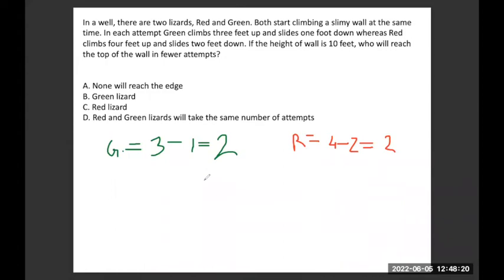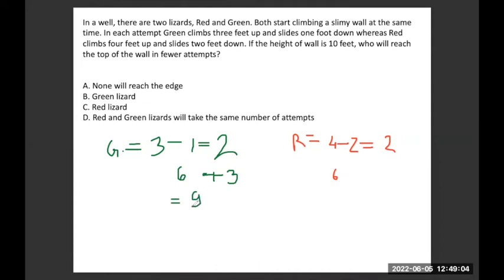This happens till the third attempt. Till the third attempt, the distance traced by red is 6 feet. The distance traced by the green one is also 6 feet. In the fourth attempt, the green lizard climbs 3 feet after 6 feet, because it can climb 3 feet and then falls down by 1 foot. So 6 plus 3, it reaches a height of 9 feet.